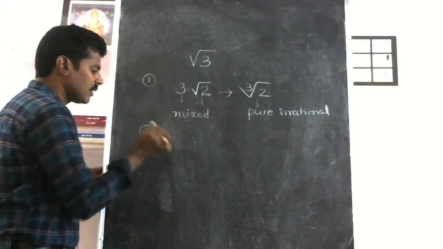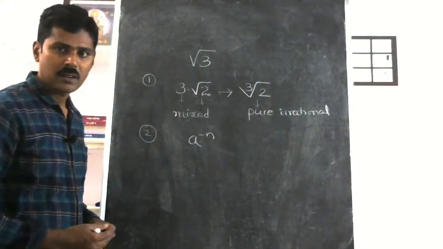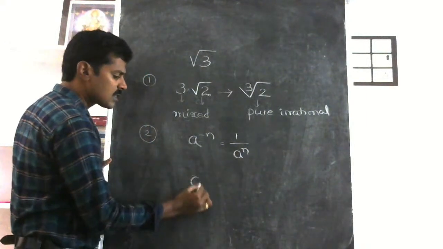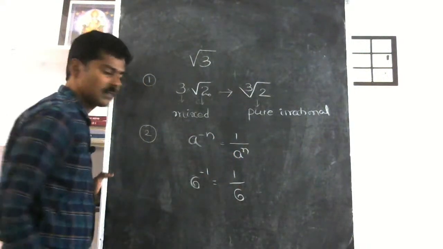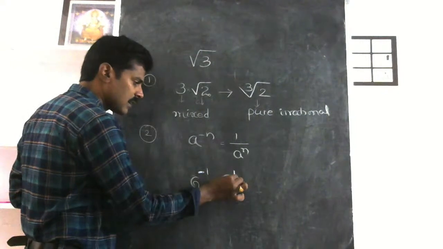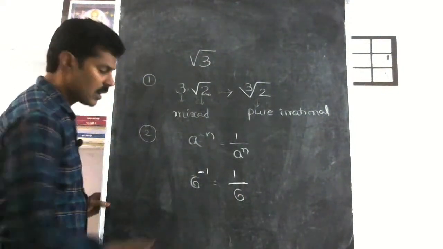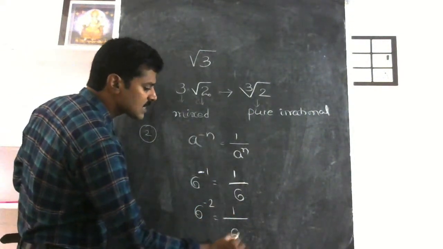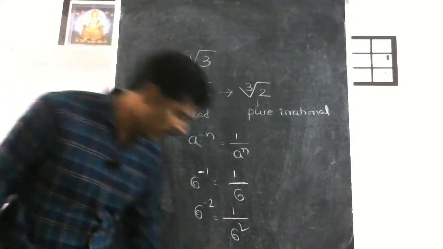And the second one, while you are writing a power minus n is equal to 1 by a power n, this should be written. And if you got 6 power minus 1, your answer will be 1 by 6. That means a minus indicates the reciprocal of this number, 1 by 6. If you have 6 power minus 2, then you have to write 1 by 6 square. Like that you have to mention.